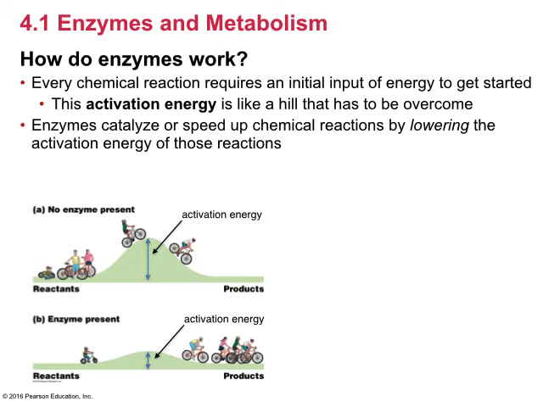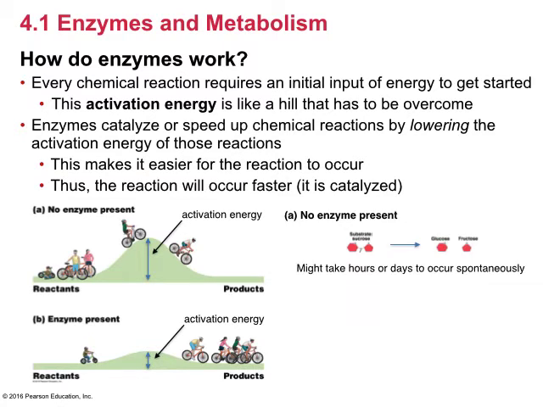So what an enzyme does, the way it speeds up a chemical reaction, is by lowering the activation energy of those reactions. So it makes it easy, makes the sucrose easier to break, for example. It makes it to where you have to give it less energy in order to proceed with the chemical reaction. And so now it lowers that energy barrier, that hill, so that the chemical reaction can happen quickly. So this makes it easier for the reaction to occur, right, if the hill is lower, and thus the reaction will occur faster. The reaction is catalyzed.